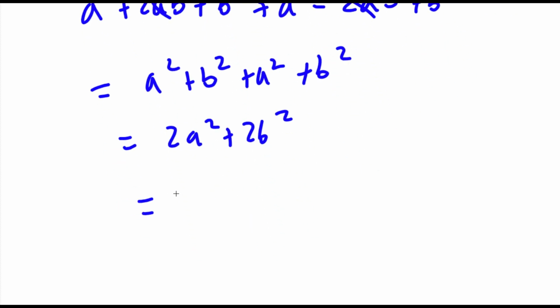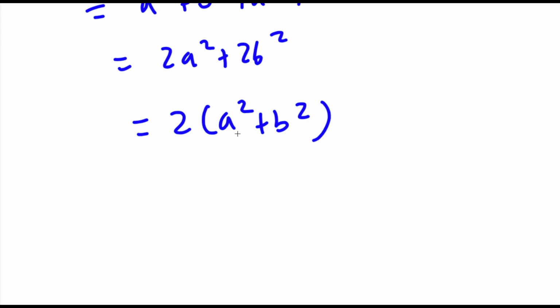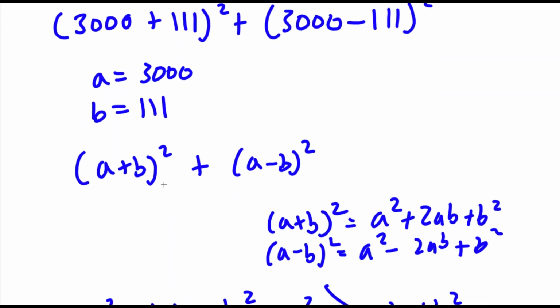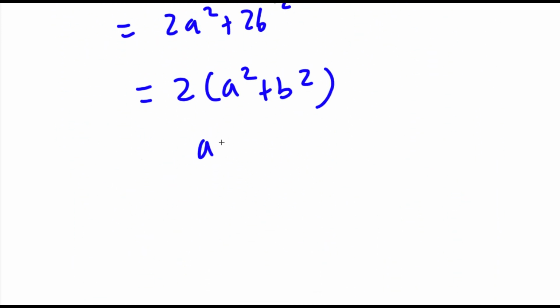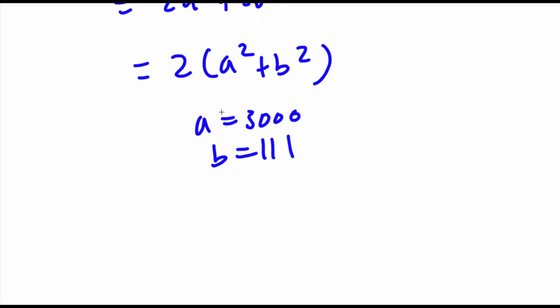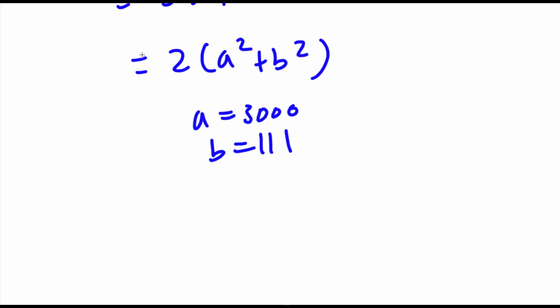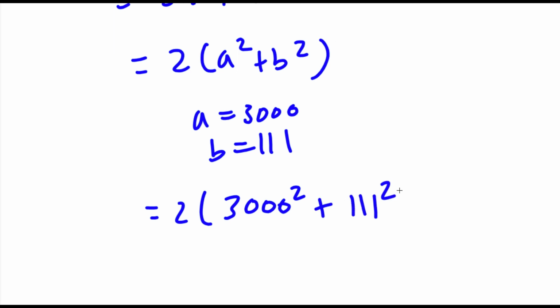Now if I factor out 2 from this, I get 2 times A squared plus B squared. Now remember how we set A equal to 3,000 and B equal to 111. So if I substitute these values back in, I get 2 times A squared, so 3,000 squared, plus B squared, so 111 squared.